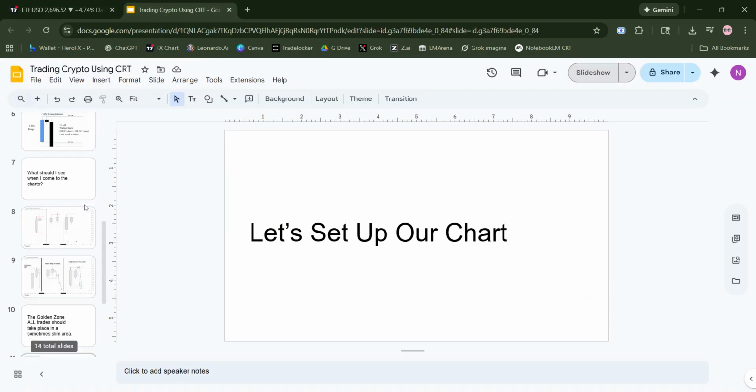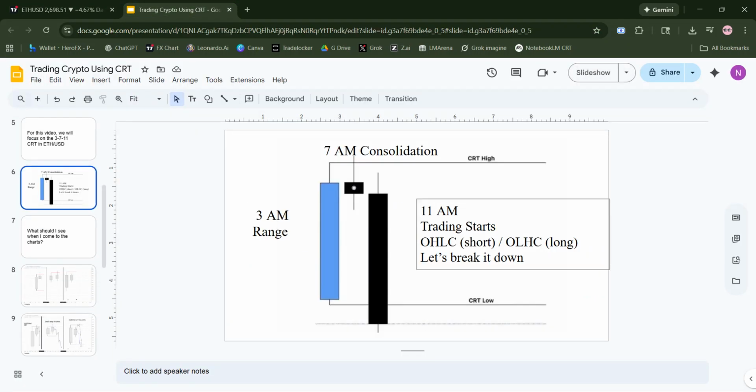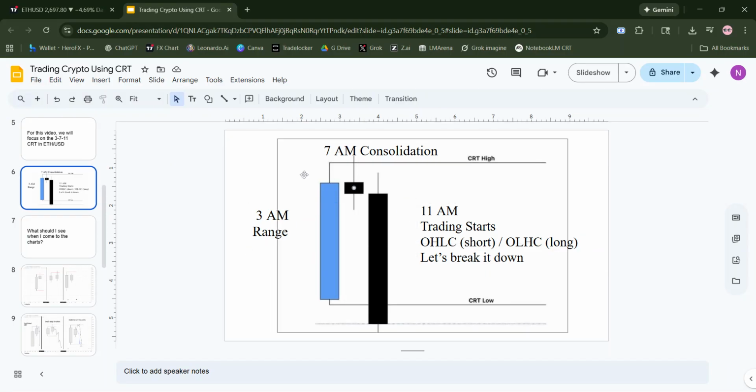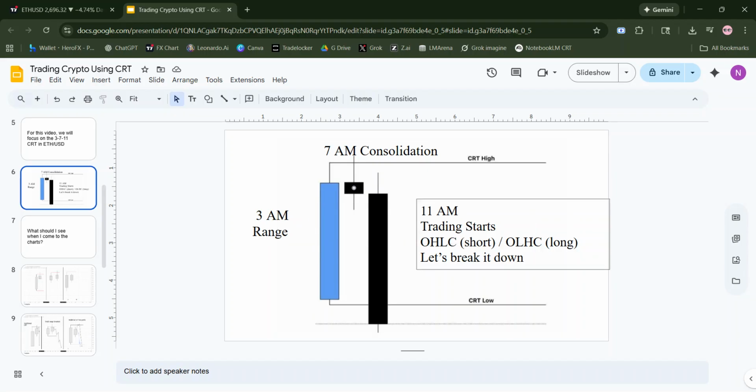Remember, let's go back to our pattern. Okay, 11 a.m. is when my trading starts. I'm looking for a 379. I'm sorry, 3711. Okay, long or short. In this case, I'm going long.